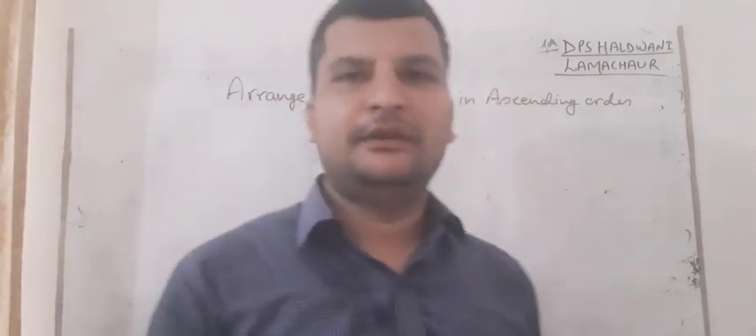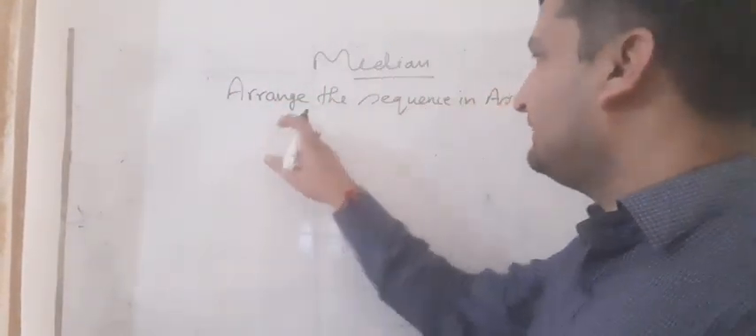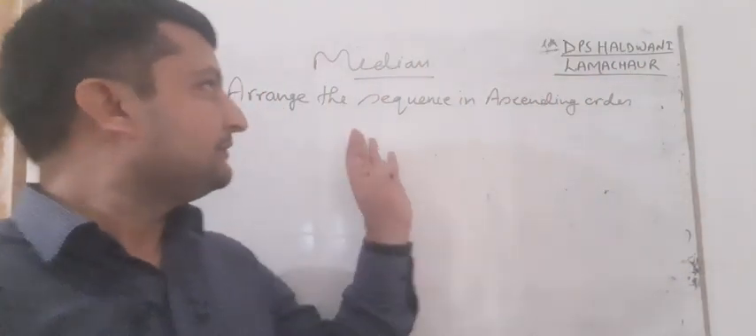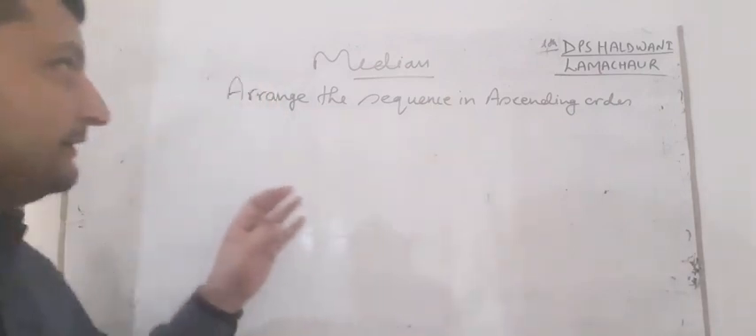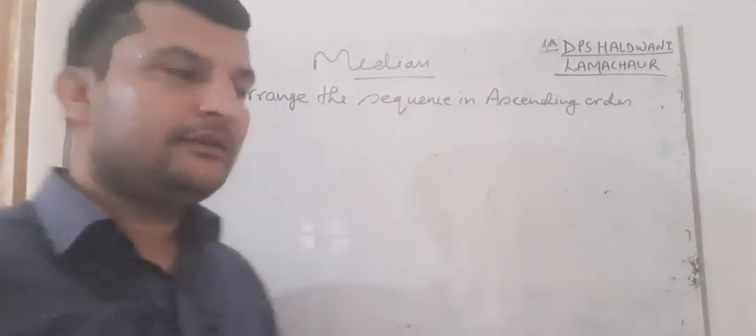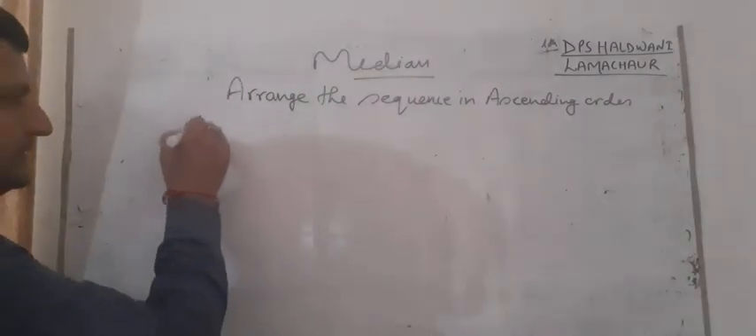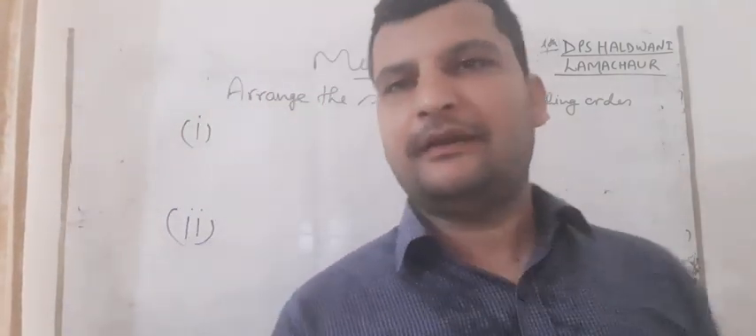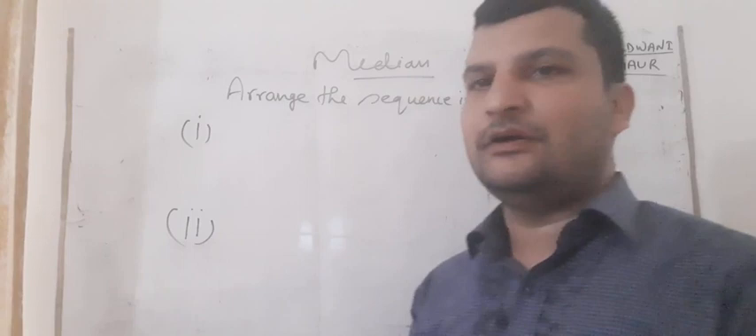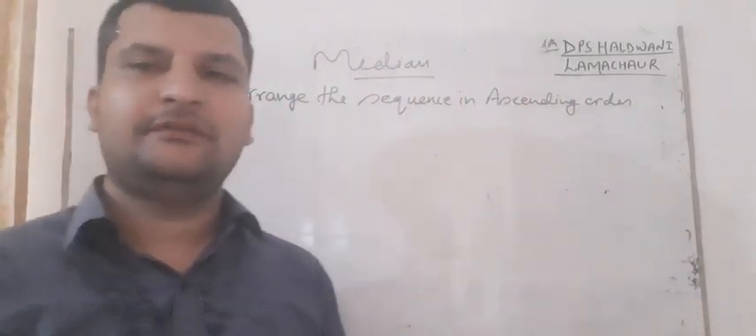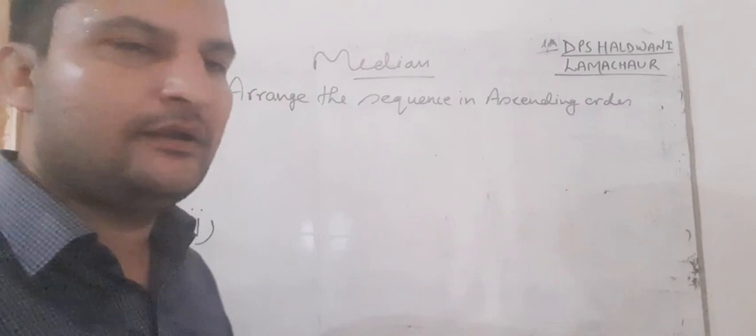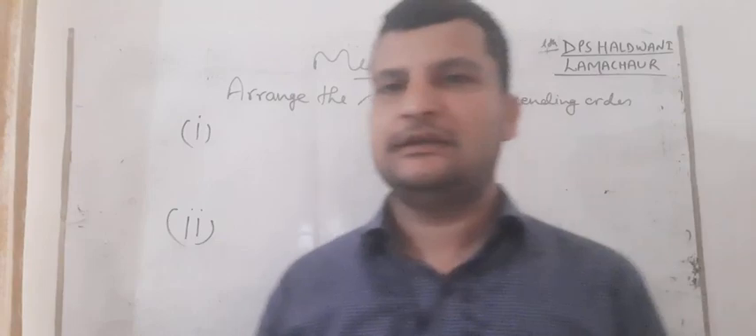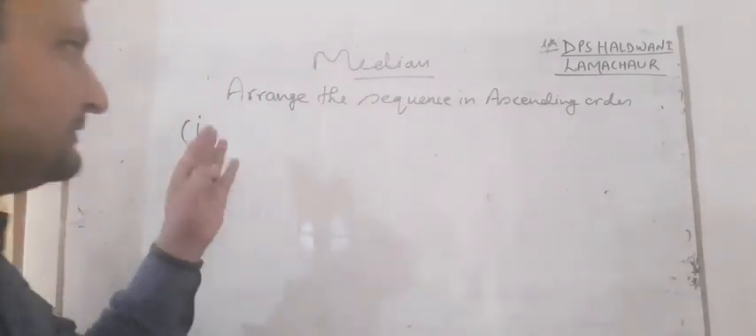In this we are finding median. So for median we have to arrange the sequence in ascending order. First we have to write the formulas for finding the median. Arrange the sequence in ascending order, and then after this there are two formulas. First one is when the number of observations is odd, like 1, 3, 5, 7, which are not divided by 2, and the even numbers are the numbers which are divided by 2. So first thing is the odd ones.